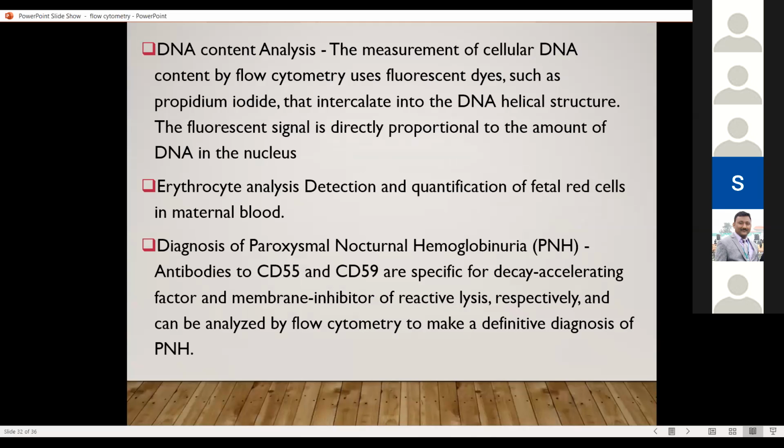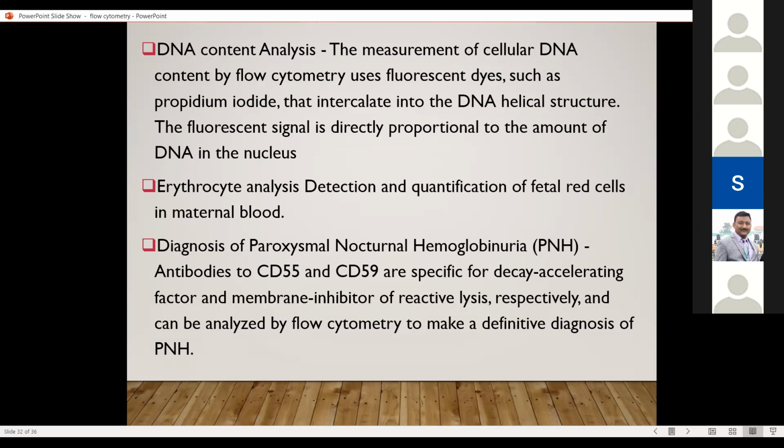Another application related to DNA is the measurement of cellular DNA. In flow cytometry we can use fluorescent dyes such as propidium iodide, which intercalate into the DNA helical structure. Likewise, EtBr, which we commonly use in our day-to-day molecular biology experiments, also intercalates between the DNA helical structure, but we need UV light for its visualization.